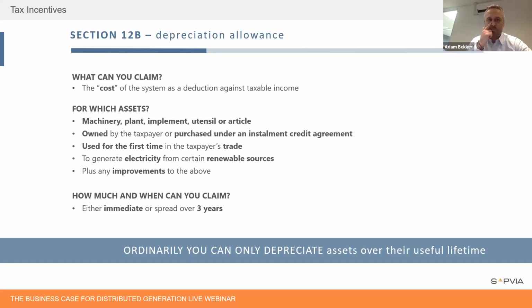Why do we call 12B an incentive? I think the reason is simply that assets that you use in your business can usually only be depreciated or deducted from your tax bill over their useful lifetime, whereas 12B gives a special dispensation. So you can either deduct it immediately or over 3 years. If it weren't for 12B, you would only be able to write off the cost of PV, typically for inverters over 10 years, and for panels and the balance of plant, you're probably looking at up to 25 years. So there is quite a significant benefit to the returns from a PV project as a result of 12B. If you can move to the next slide.